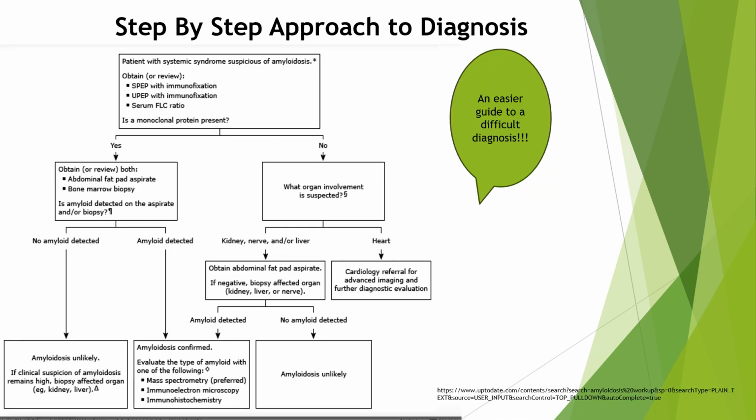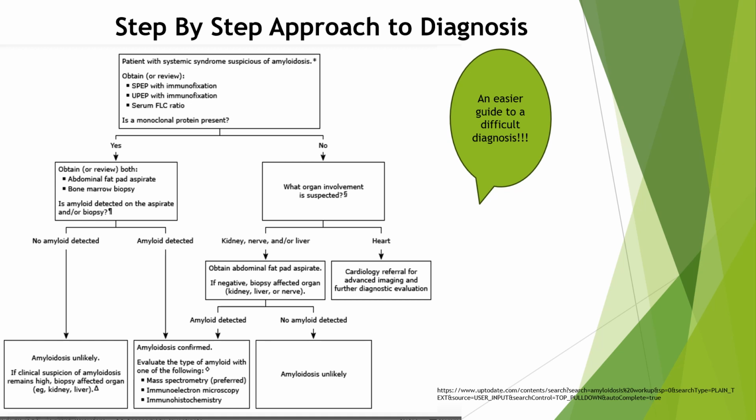So we'll be moving on towards a step-by-step approach to diagnosis. What are the steps that we're going to be taking if we're suspecting a patient who comes with signs and symptoms of amyloidosis? We will be doing certain tests. The first and foremost tests are serum protein electrophoresis with immunofixation, urine protein electrophoresis with immunofixation, and the serum free light chain ratio. The purpose of all these tests is to see if a monoclonal protein is present or not. If the monoclonal protein is present, then we will be reviewing both the abdominal fat pad aspirate and taking a bone marrow biopsy.